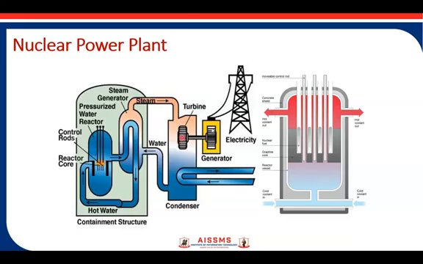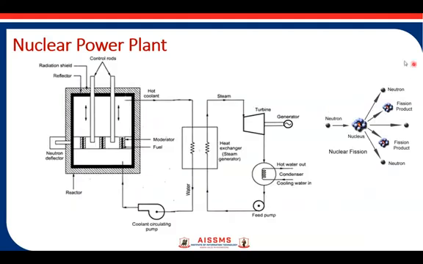Here you can see the nuclear reaction, nuclear fission. When a neutron is bombarded onto the nucleus, such as uranium, the fission process starts and it liberates a large amount of heat energy. It goes on multiplying so that we can have a larger amount of heat energy. Here you can see the structure of a nuclear power plant.